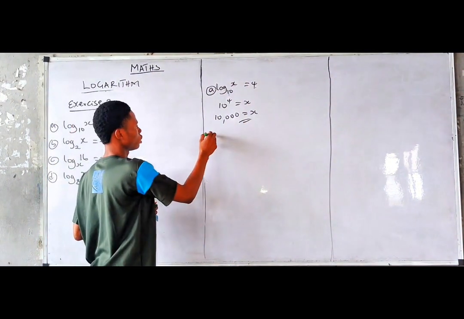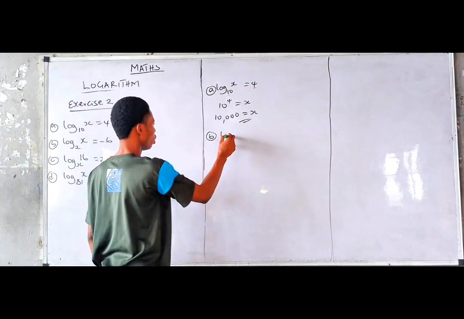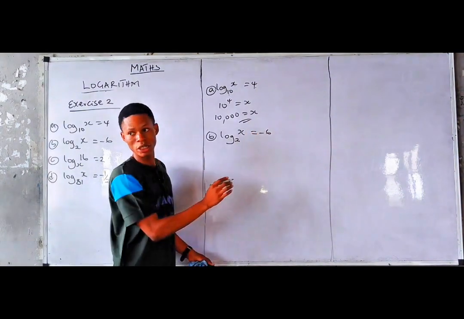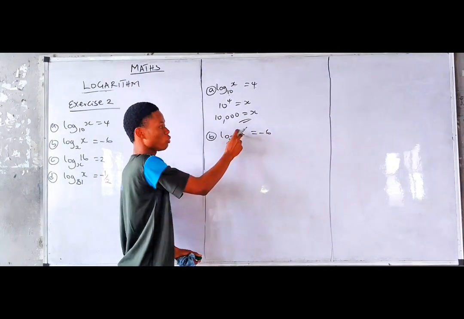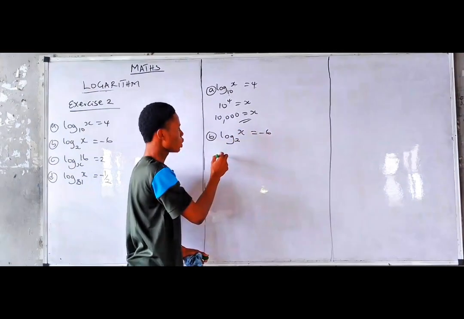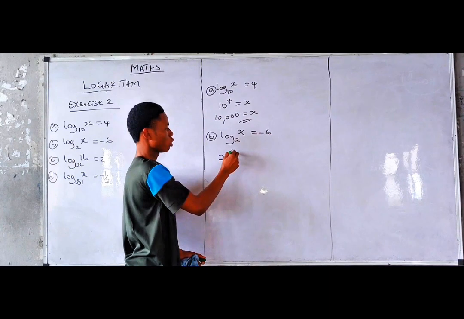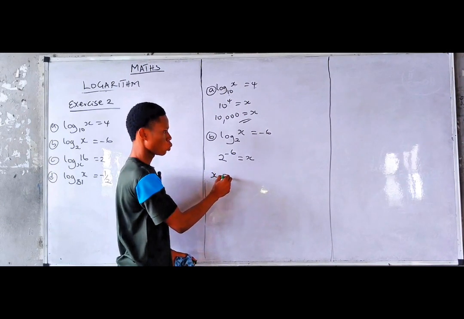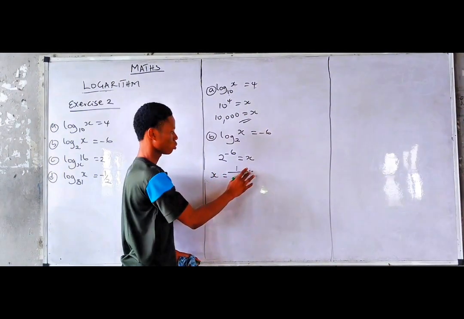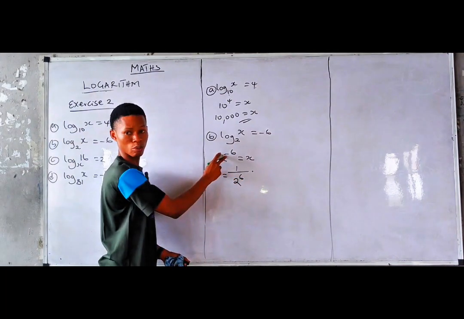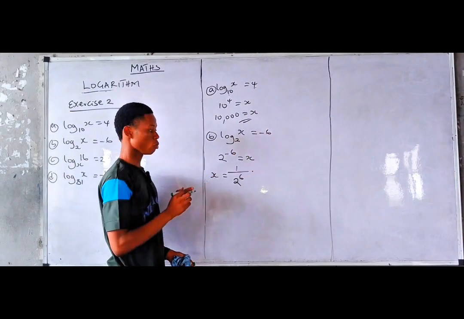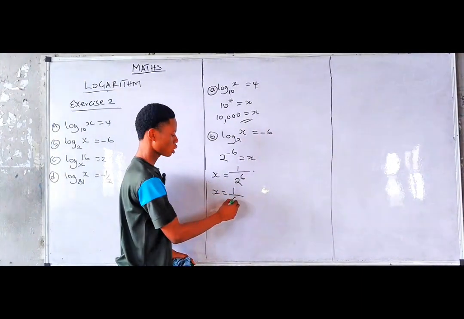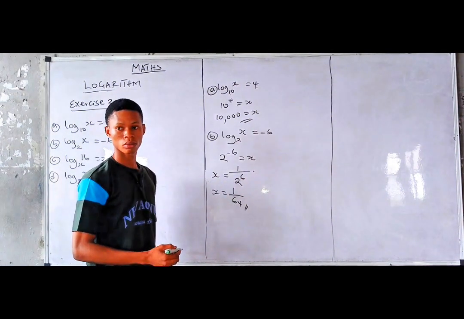Then the second one there, B, log x in base 2 equal to minus 6. The same thing here. 2 raised to power what will give you x, and you're already given the power. So here we have 2 raised to power minus 6 equal to x, right? And you agree with me that x is equal to 1 all over 2 raised to power 6. That is the only way we can remove this minus, 1 all over. So now x equal to 1 all over. 2 raised to power 6 is what? 64. And this is your answer. Do we get?